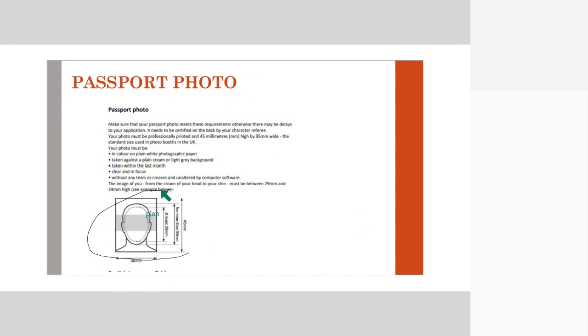Then the next thing they require is a passport photo, and they have mentioned the dimensions clearly. They have mentioned your photo must be in color on plain white photographic paper, taken against a plain cream or light gray background, taken within the last month, clear and in focus, without any tears or creases, and unaltered by computer software. The image of you from the crown of your head to your chin must be between 29 and 34 mm high. And this should be certified by your character referee. So your character referee should sign behind the photograph.